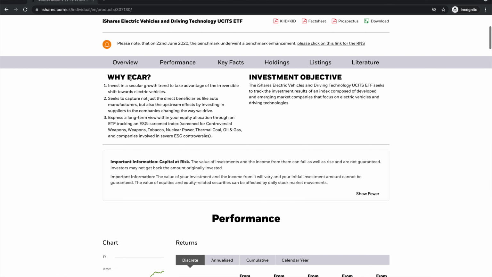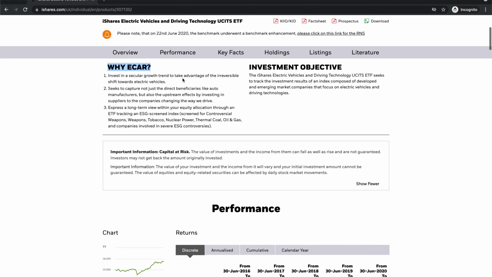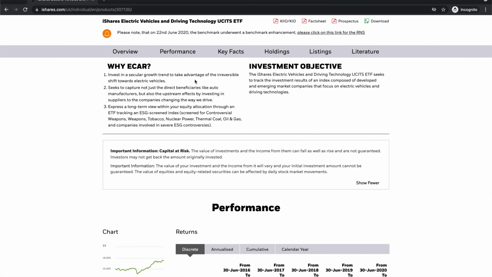Remember that, as I explained in the Introduction to Investment Funds video, unlike mutual funds, ETFs trade like shares on the open market. So you will see fluctuations in the price during trading hours. Okay, here we have the why ECAR, or the investment objective for this ETF.